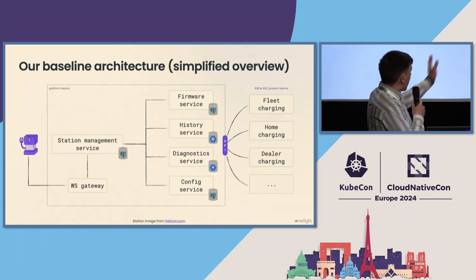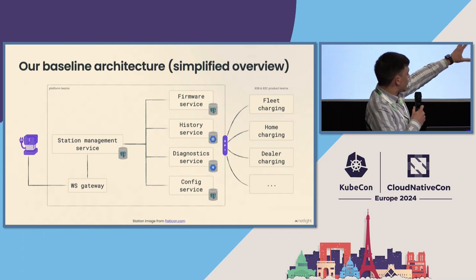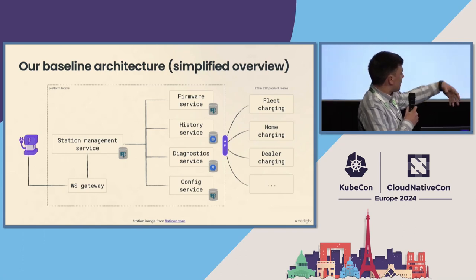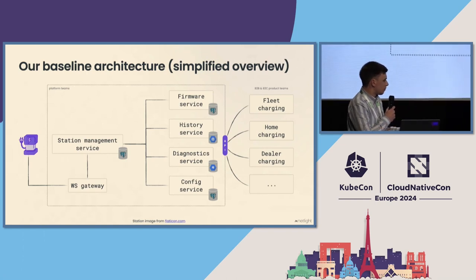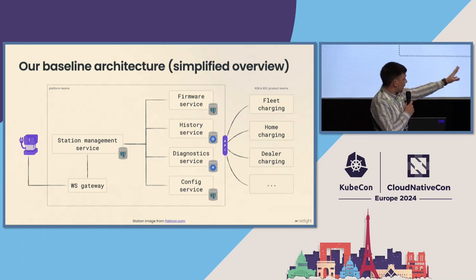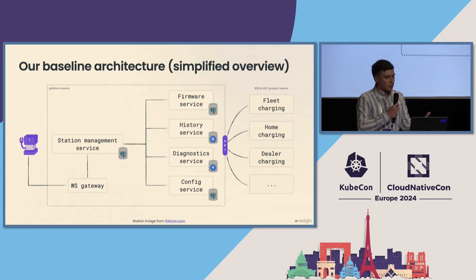And then on the right, we have a few more services which are isolated in scope, like the firmware service, history for time series data and analytics, diagnostics, and so on. And all of this is exposed via an API to the product teams, either B2C or B2B, and they can use that to build stuff like home charging for people who buy a charging station and install it in their homes, dealer charging for companies that provide charging at their facilities, and a lot of other products as well.